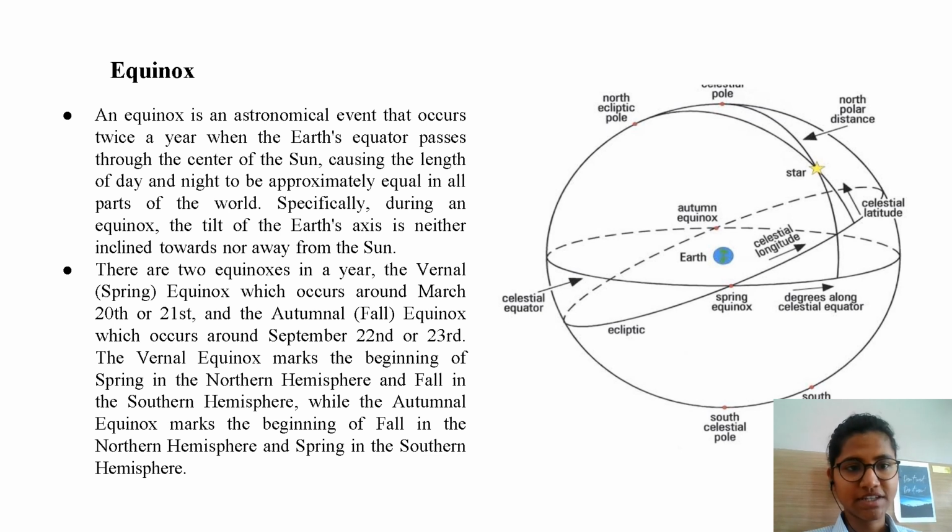So I will explain the next term called equinox. What is an equinox? An equinox is an astronomical event that occurs twice a year when the Earth's equator passes through the center of the sun. Here you can see in this diagram.